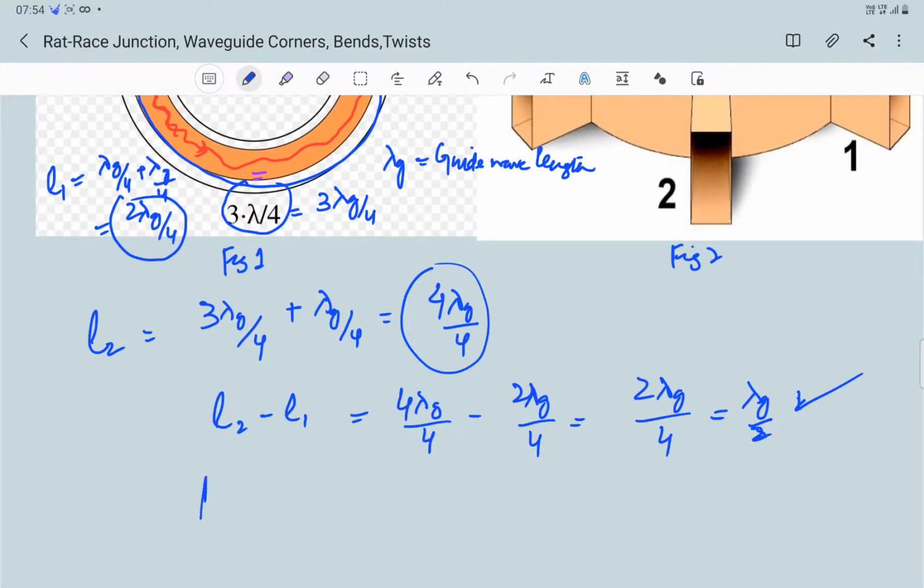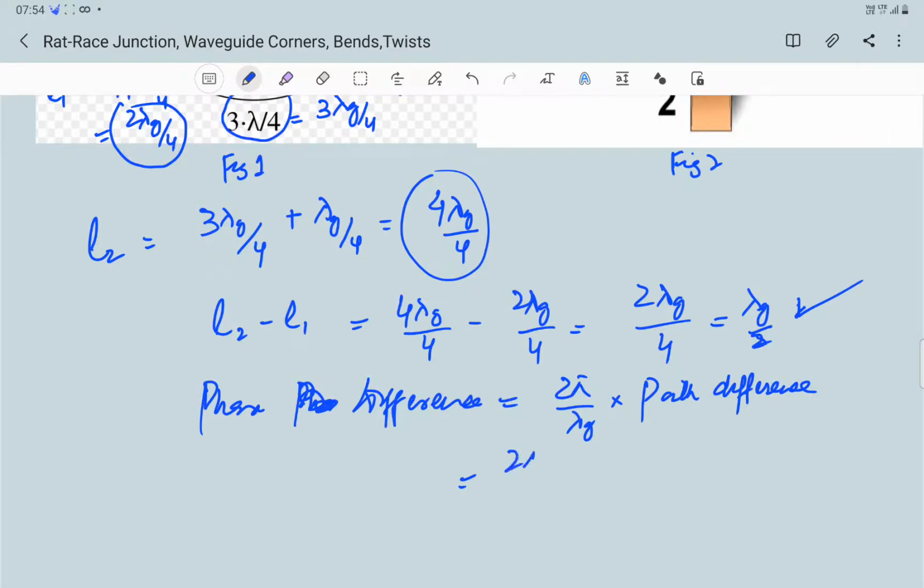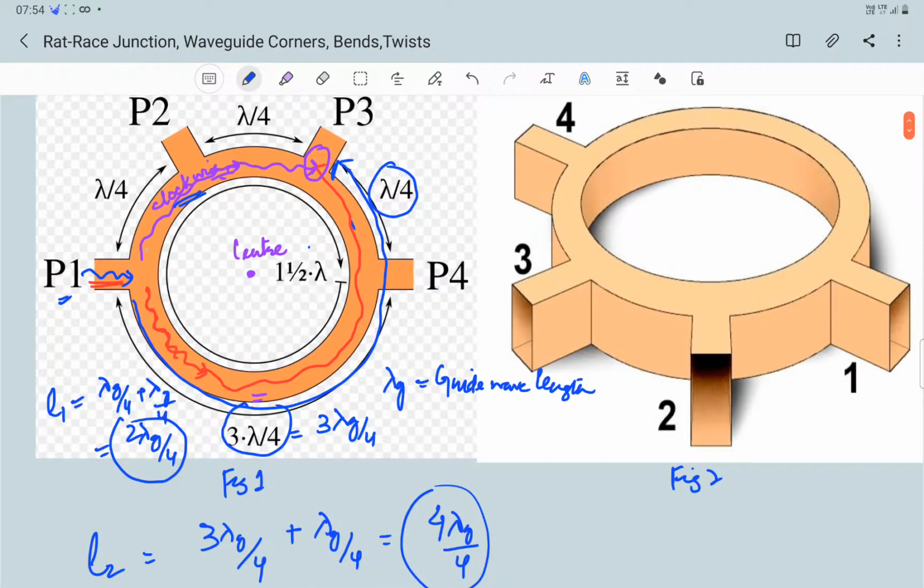Now let us find the phase difference between these two waves. The phase difference, as we know, would be 2 pi by lambda into path difference. Here we'll write 2 pi by lambda g because we are discussing a waveguide, so it is a guided wavelength. 2 pi by lambda g into path difference, lambda g over 2. Lambda g cancels, 2 and 2 cancel, giving pi or 180 degrees. So the phase difference between the two waves traversing in clockwise and anti-clockwise direction is 180 degrees. When the phase difference between two waves reaching a port is 180 degrees, they cancel each other. So we don't have any wave coming out of port 3, or the power reaching port 3 is 0, as the two waves cancel each other.